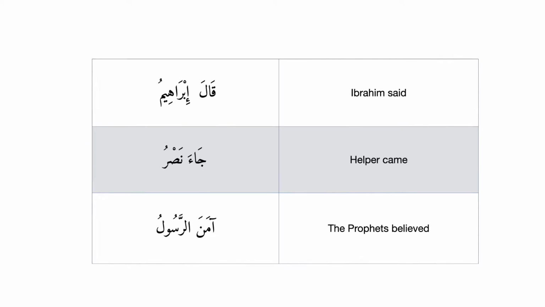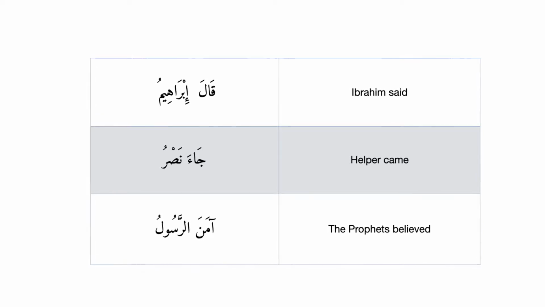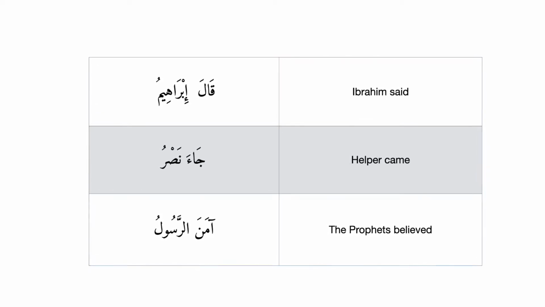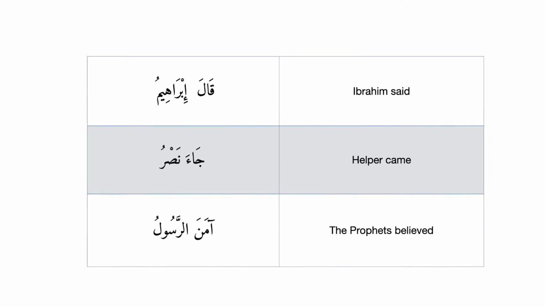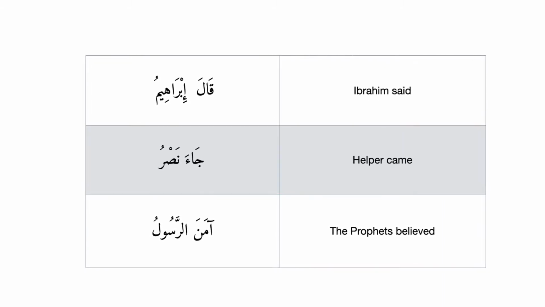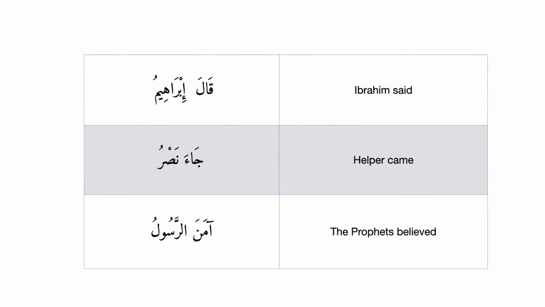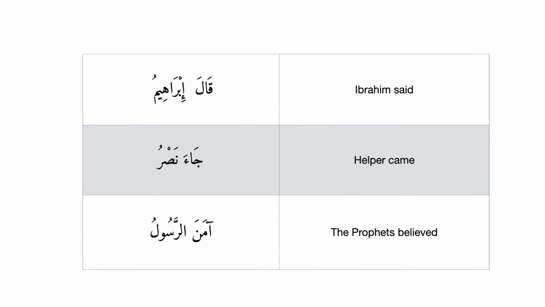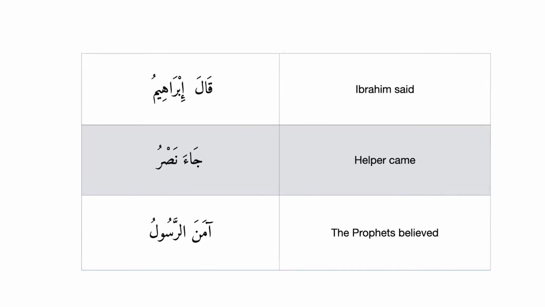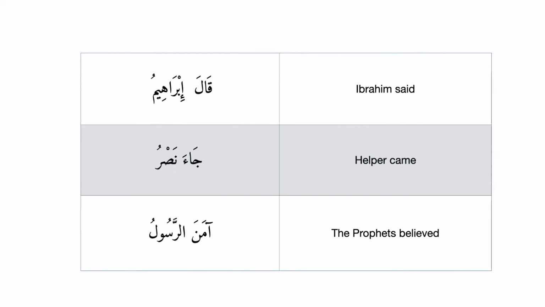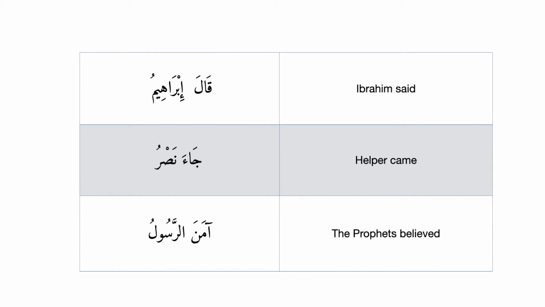Let's see the next example. جاء نصر. نصر means helper. It ended with ضمة. Therefore, the meaning becomes helper came. The built-in pronoun is no more used. آمن الرسول. الرسول ended with ضمة. Therefore, the meaning becomes the Prophet believed.